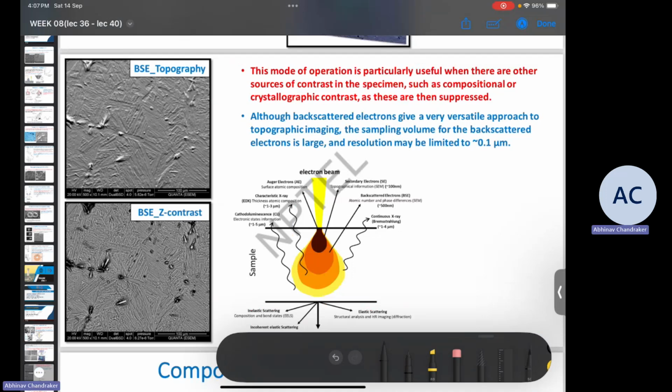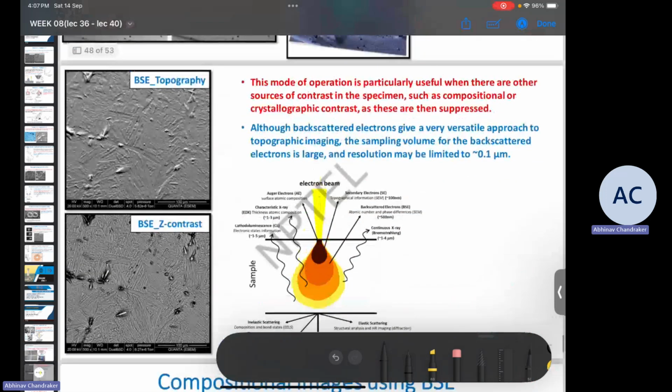But instead of that, if we do averaging of the signals which are received on these two detectors A and B, then the contribution of topography will get averaged, or it will not have much of an effect, and the atomic contrast will have a higher effect on the averaged value. So this can then be used to form an atomic number contrast image or Z contrast image, since here the grayscale value is determined by how many backscattered electrons are reaching the hole of the detector.